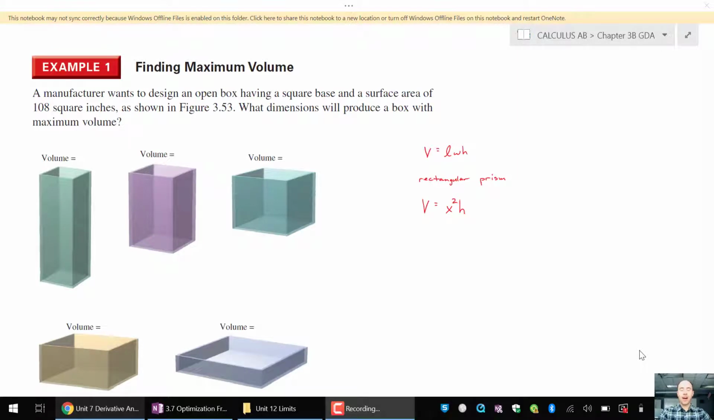Hey everybody, just wanted to wrap up our unit on derivative analysis with a video here on optimization. It's kind of this little extension or enrichment topic that we have during this unit. And what I have in this video are two examples, one that involves finding a maximum value and the other involves finding a minimum value.